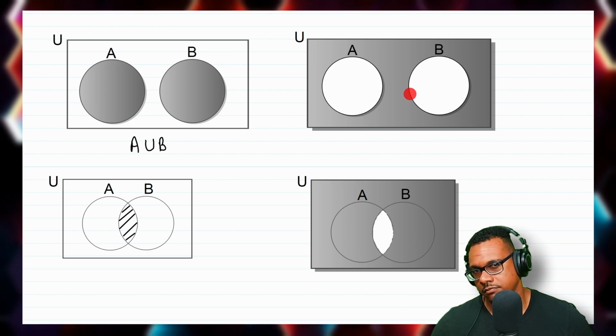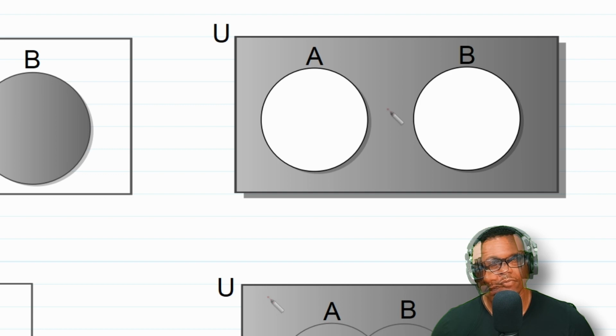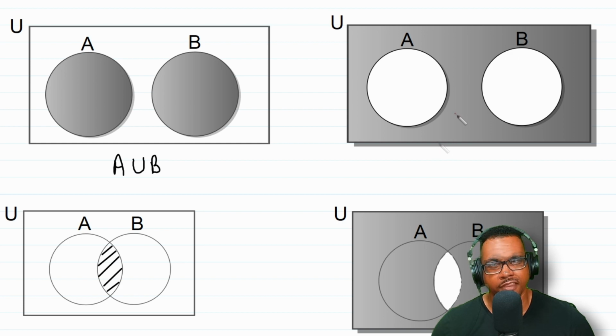Now coming across here, we can see the opposite. We still have disjoint sets, and we have set A and set B unshaded. And everything outside of set A and also set B is shaded. Therefore, if this is the union of A and B, and everything except the union is shaded, then the shaded region would not be the union.